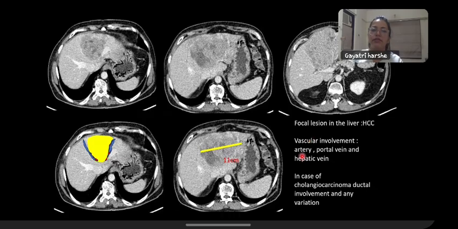So the point here is, what is the vascular involvement? So there is vascular involvement. Portal vein, and portal vein is partly occluded. Then hepatic venous involvement is there, and this is not a case of cholangiocarcinoma. This is an HCC. So ductal involvement we are not considering in this particular case.